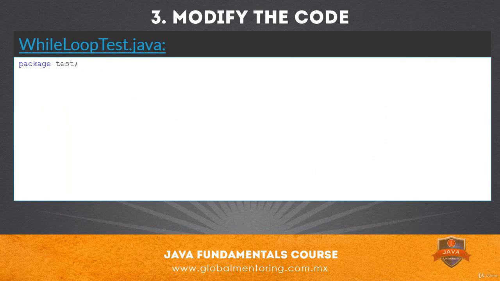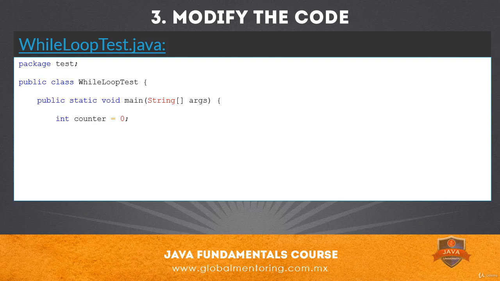Modify the code. The package name is test. The class name WhileLoopTest, and we add a main method. We declare a variable counter equal to 0 of type int. After that, we declare a variable called limit equal to 10 of type int. We add a comment: prints from 0 to 9. It means 10 elements. And we use the while loop.